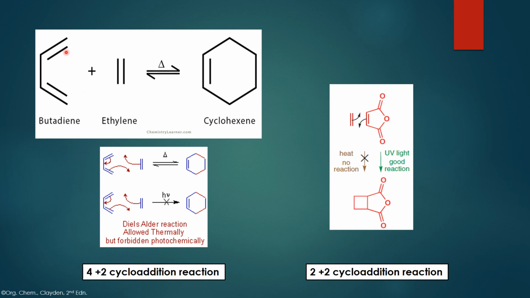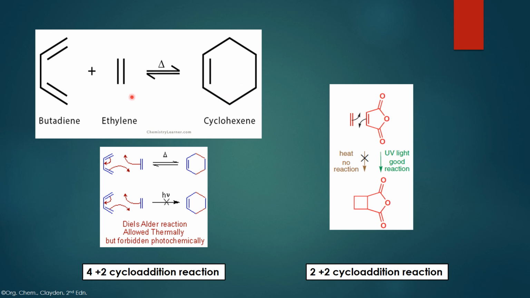We can say a Diels Alder reaction is a reaction between a diene and a dienophile, which is thermally catalyzed to get a cyclic product. So here the diene is butadiene and the dienophile is ethylene. That means the reaction between a 4-pi component system and a 2-pi component system under thermal condition gives a Diels Alder reaction and a cyclic product.